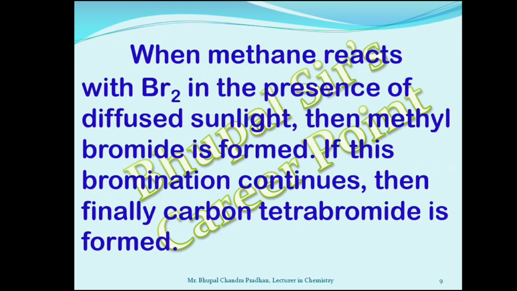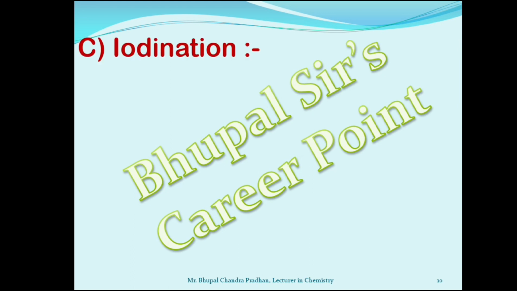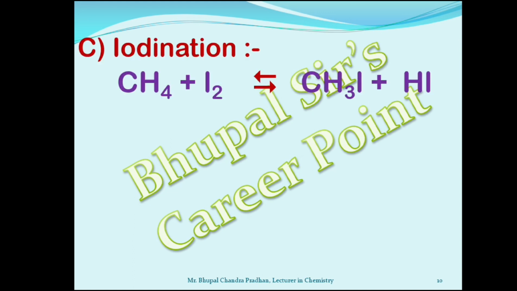Before going to iodination, come for the description. When methane reacts with bromine in the presence of diffuse sunlight, then methyl bromide is formed. If this bromination continues, then finally carbon tetrabromide is formed. Come for iodination. When methane reacts with iodine, then methyl iodide and HI are formed.